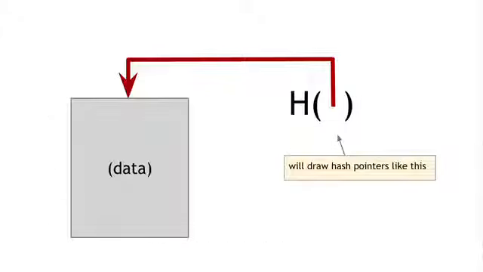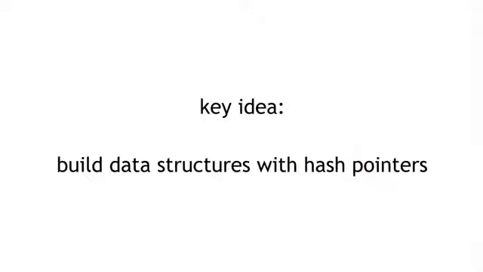Okay, and we're going to draw a hash pointer in diagrams like this. We're going to have H of, and then an arrow that points to something. So anything drawn like this, think of it as being a hash pointer to this thing. It's a pointer to where it's stored, and it's also the hash of the value that this data had when we last saw it.